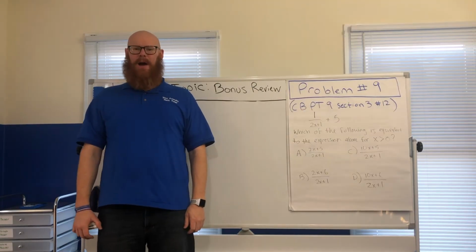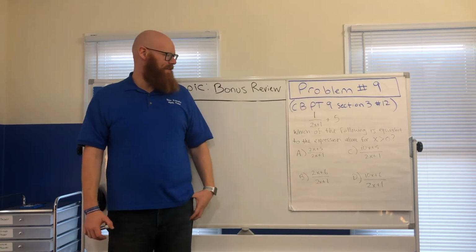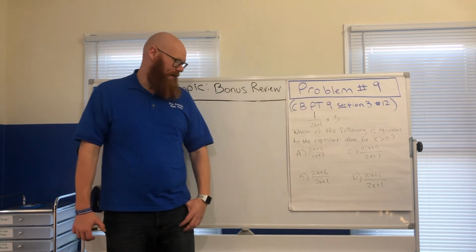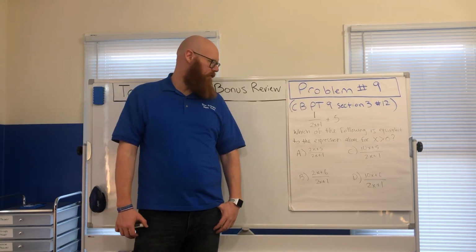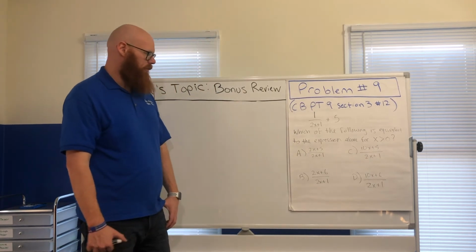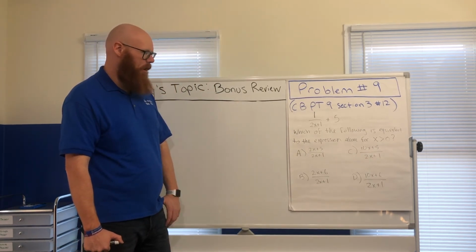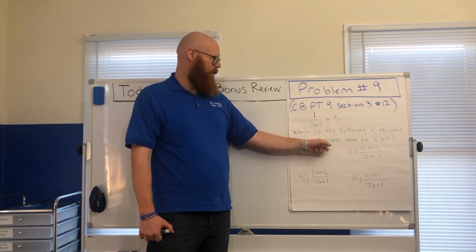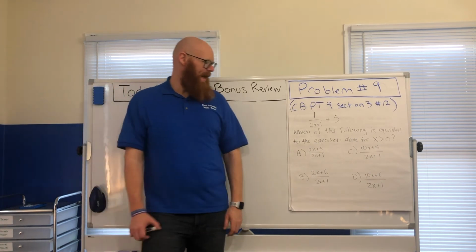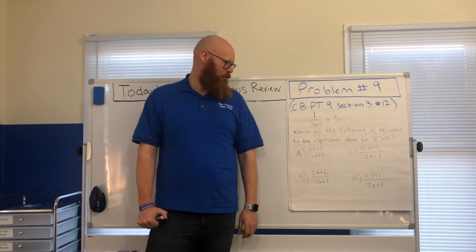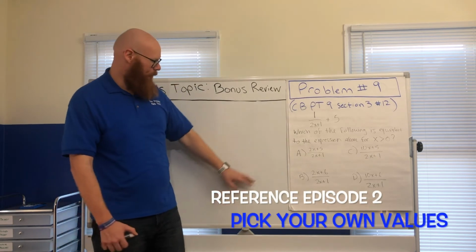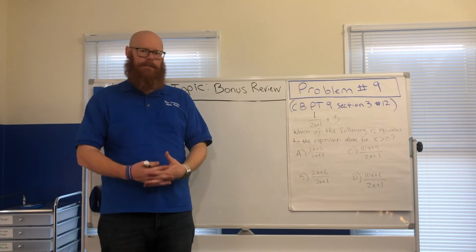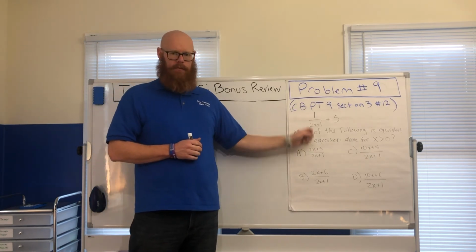All right, now on to problem number 9. College Board Practice Test 9, Section 3, number 12. 1 over the quantity 2x plus 1 plus 5. Which of the following is equivalent to the expression above for x is greater than 0? Oh, equivalent expression, all right? So that is a callback to episode 2 where we can pick our own values. So equivalent expressions was the perfect time to pick our own values.